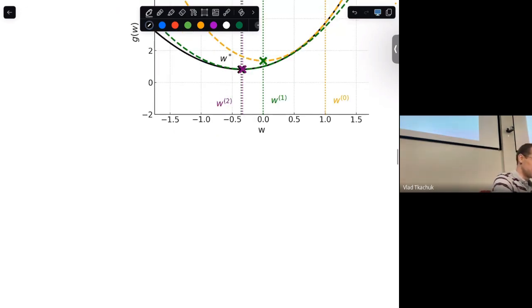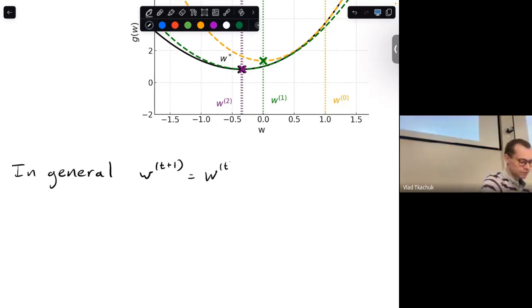And so what you get is, in general, your W t plus 1 is your previous approximation you had, and then minus this equation that we had for the update.